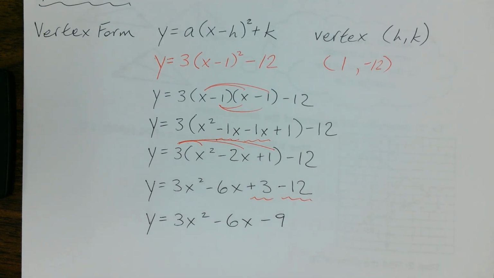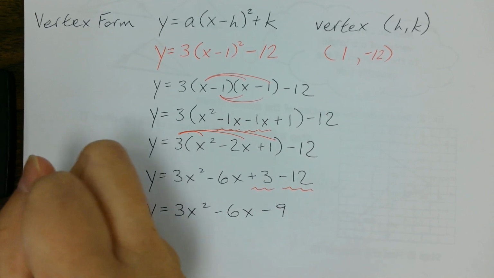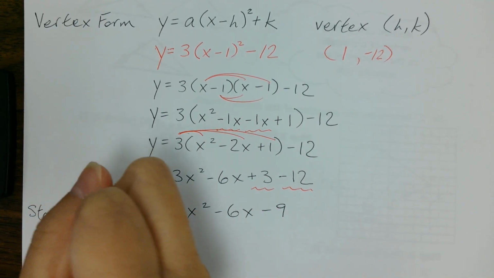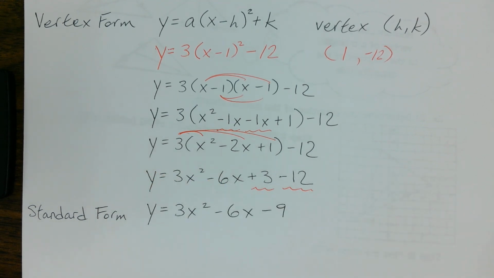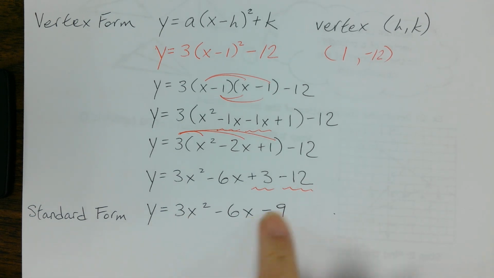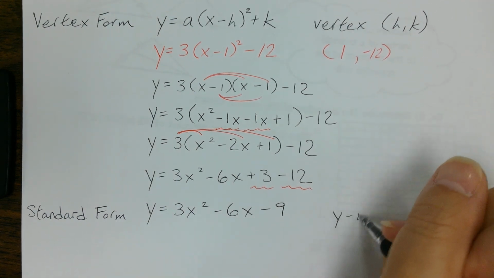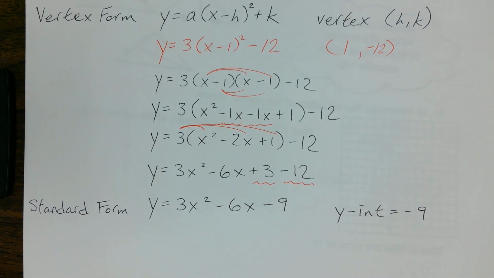What is this form called? Standard form of a parabola. What does standard form tell us? What information can I get from this equation, by just looking at this equation? And in this case, what's my y-intercept? Negative 9. Good.